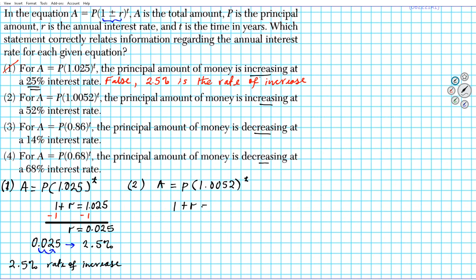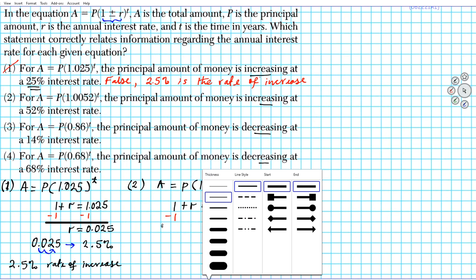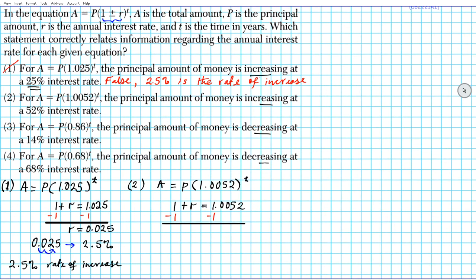1 plus r is equal to the quantity in the parentheses, 1.0052. The same procedure: I'm going to solve for r using algebra. Subtract 1 from both sides of the equation. When we carry out the subtraction, we have r equal to 0.0052.